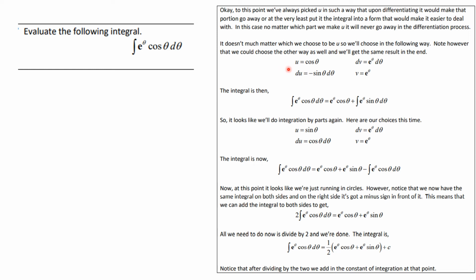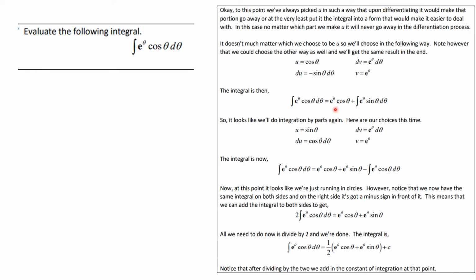So u is cosine theta, du is negative sine theta d theta, dv is e to the theta d theta, and v is e to the theta. So the integral then is uv minus the integral of v du. Now the minus here, minus a minus is a plus, that's why we get that. But now you see this is fine, but we have to integrate by parts again here. I'm going to follow the same track, letting u equal sine of theta. That means that du is cosine theta d theta, and dv is equal to everything that was left. So it is e to the theta d theta, meaning v is, again, e to the theta.